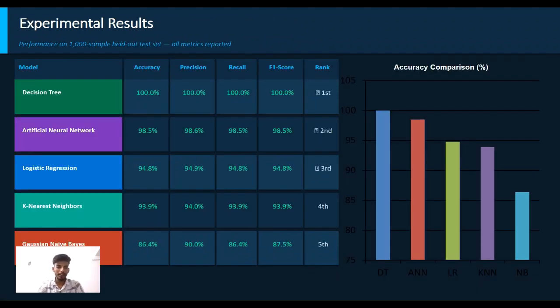In my experiment results, the decision tree model achieved 100% accuracy, making it the best performing model in the study. The artificial neural network achieved 98.5%, showing strong performance even with a simple architecture. Logistic regression and KNN also performed well, around 94%. Naive Bayes shows lower accuracy due to its assumption of feature independence, which is not suitable for this dataset.